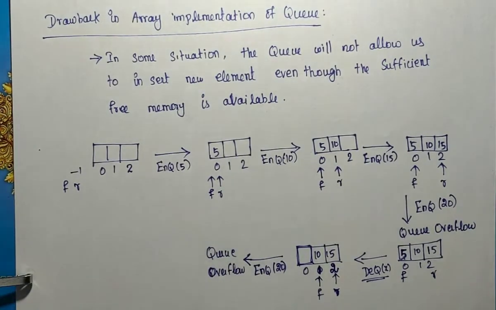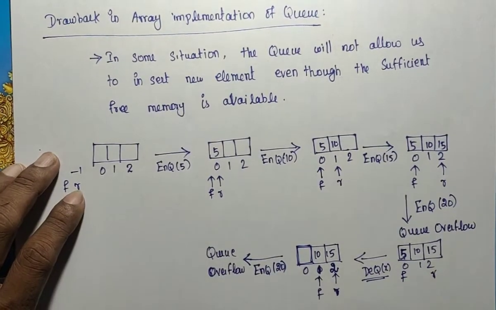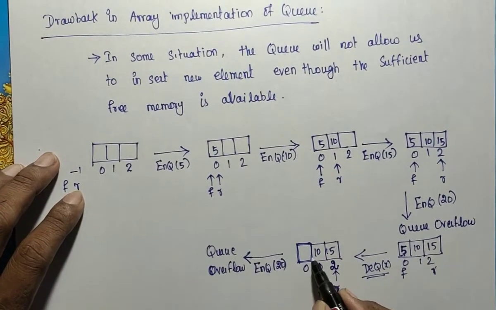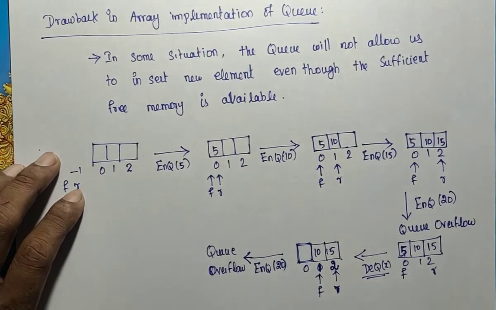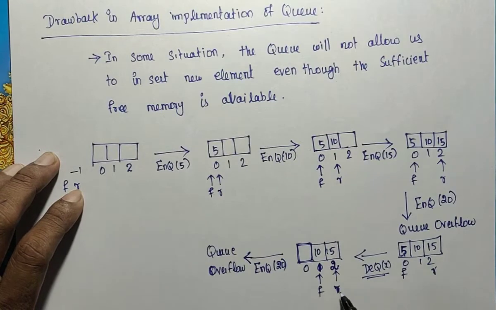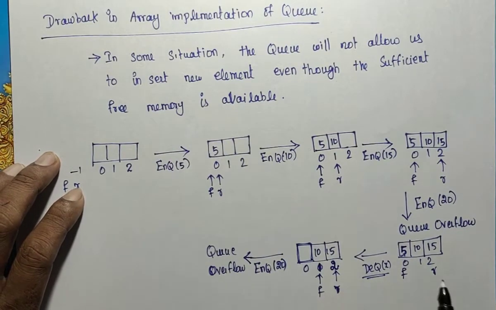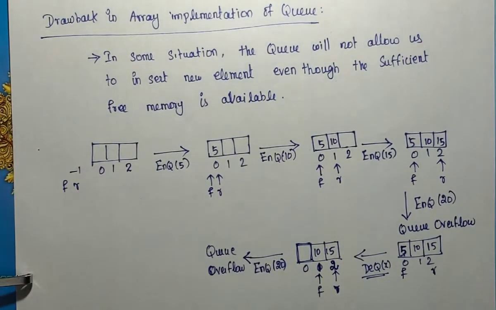So this is the situation. In this situation, even though free memory space is available on the front side, as per our queue algorithm, since the rear reached size minus 1, it says that we cannot insert that element. So logically, if you look at this situation, it is wrong.